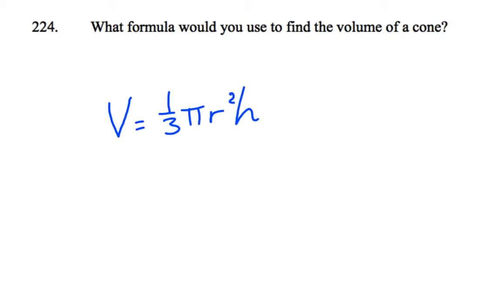Volume of a cone, 1/3 pi r squared h. Those of you who are just listening on the volume of a cylinder would recognize the pi r squared h as being the volume of a cylinder.